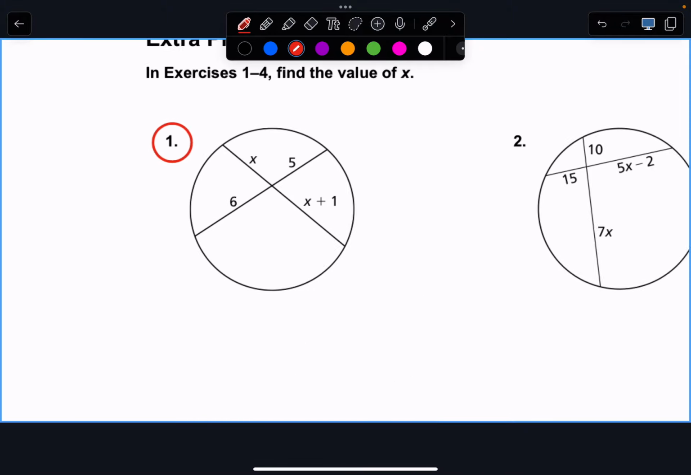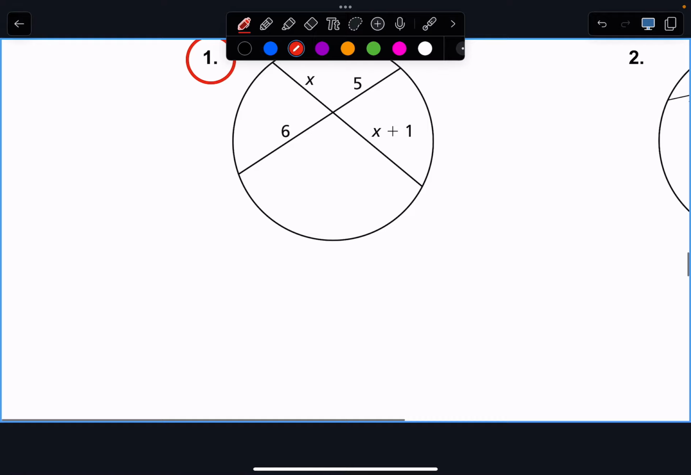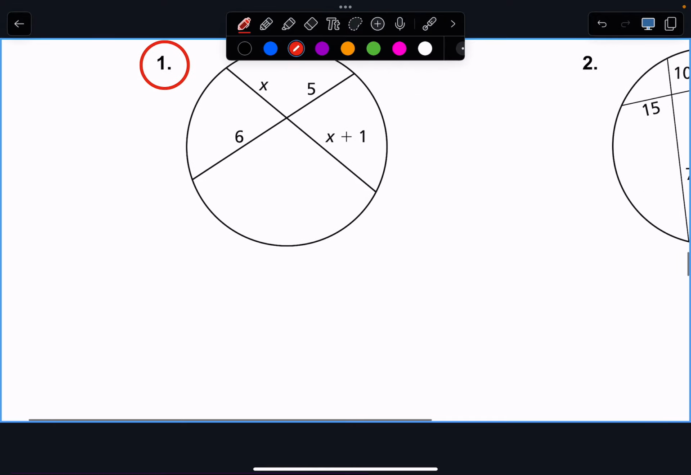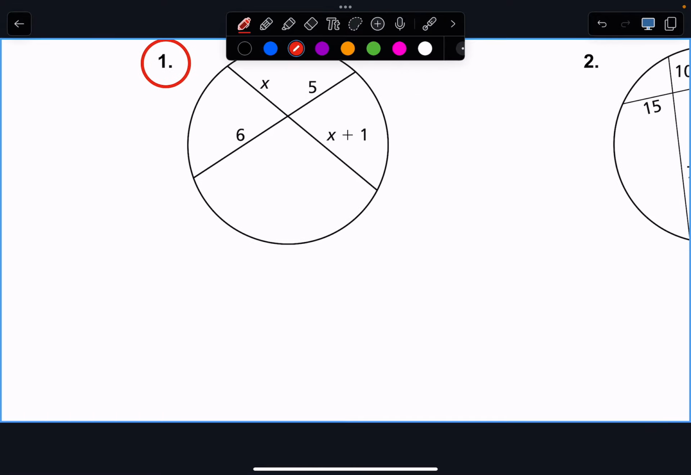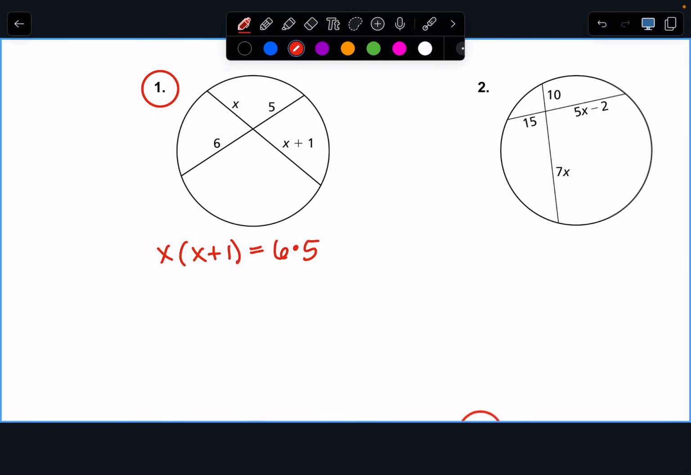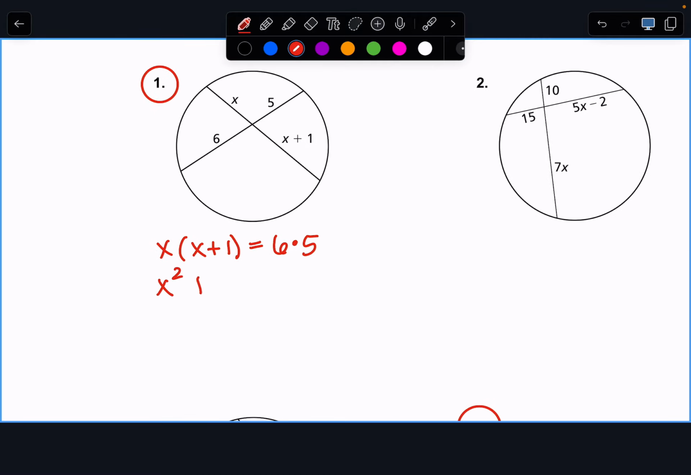All right. Alex's answer makes no sense. X plus 1 equals 6 plus 5. Okay, thumbs up or thumbs down. Do you agree with Alex? When we have chords that are intersecting, we just multiply the pieces. Now let's talk about how we solve this. X squared plus x equals 30.